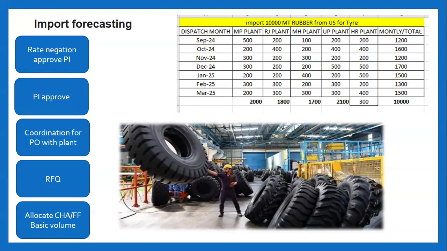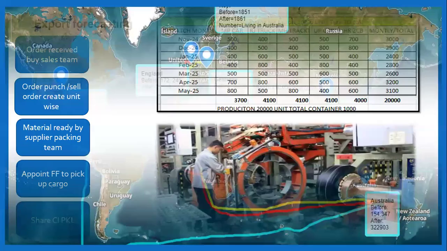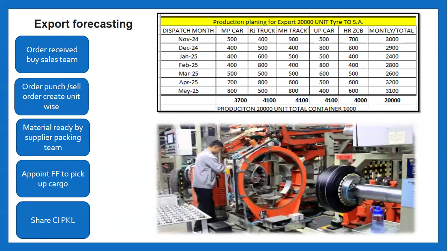Okay, in the previous session we understood that for manufacturing these 20,000 tires we imported 10,000 metric ton rubber from the United States. So you can also watch that video so you can easily understand the entire supply chain management procedure. Then after importing this 10,000 metric ton rubber, we placed this order with the different locations in India: MP, Rajasthan, Maharashtra, UP and Haryana. And as per the order, they manufacture these tires.